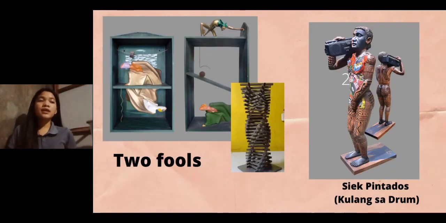Another artwork of Johnny is two falls made with wood, metal, and color, and the Siete Pintadas entitled Kulang sa Drum. So this art mixes with sculpted hardwoods, nylon, brass wire, and modern gadgets. So more on indigenous materials ang iyahang ginagamit sa iyahang artwork.